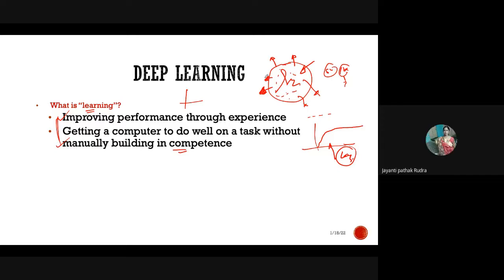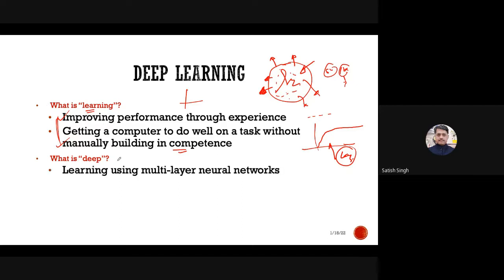Getting the point? So again, what is deep? For being deep, hierarchical representation is compulsory. So learning using multi-layered neural networks is just for hierarchical representation of the features.